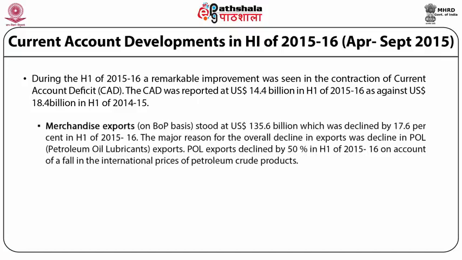As far as merchandise exports on BOP basis are concerned, it stood at 135.6 billion US dollars, which declined by 17.6% in the first half of 2015-16. The major reason for the overall decline in exports was the decline in petroleum oil lubricants exports, because the petroleum oil lubricants export declined by nearly 50% in the first half of 2015-16 on account of a fall in the international prices of petroleum and crude products.